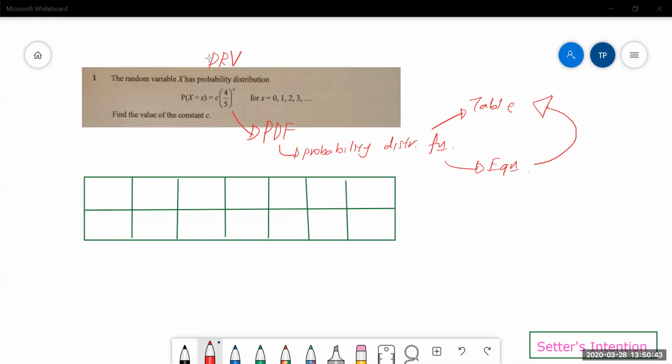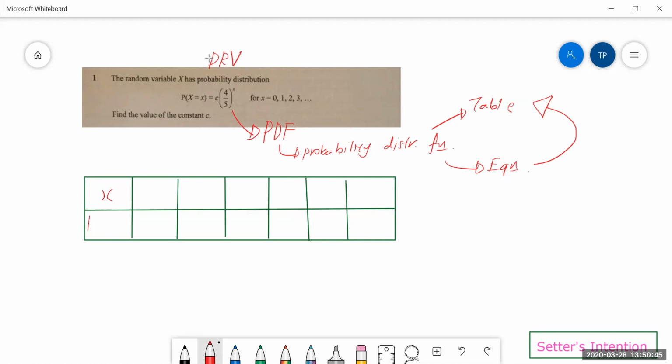Okay, so this is X, and this is probability of X equals to X. So this will start from 0, 1, 2, 3, 4, 5. Okay, this will be an infinite table because as we can see here, right? There's no end to it. They put 3 dots and there is no closure. Right?